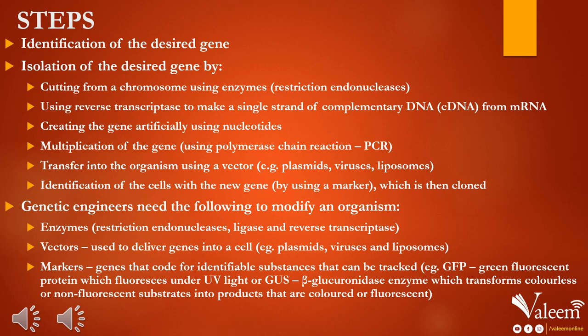Genetic engineers need the following to modify an organism. They need enzymes, and enzymes could be restriction endonucleases, ligases, and reverse transcriptases, and some vectors. Vectors are basically used to deliver genes into a cell, like plasmids, viruses, and liposomes. Markers are basically the codes.